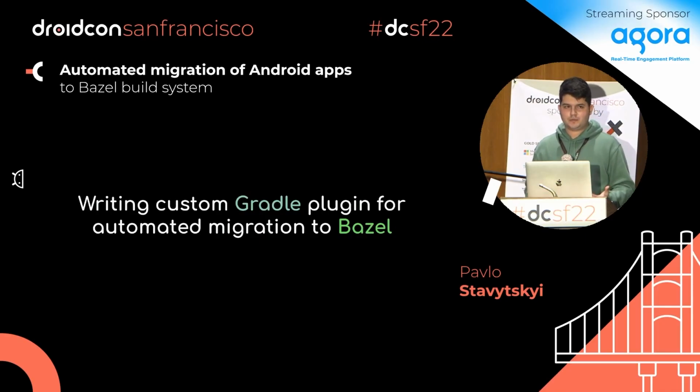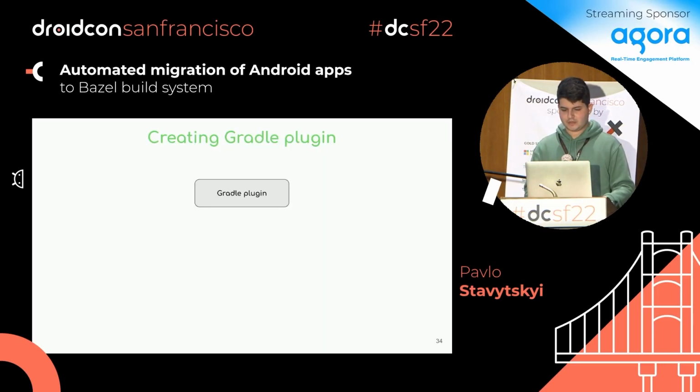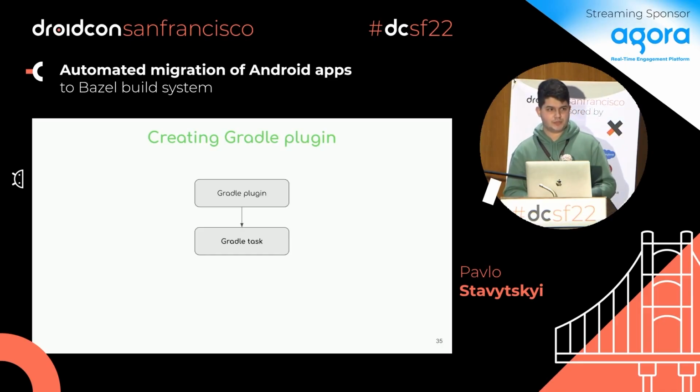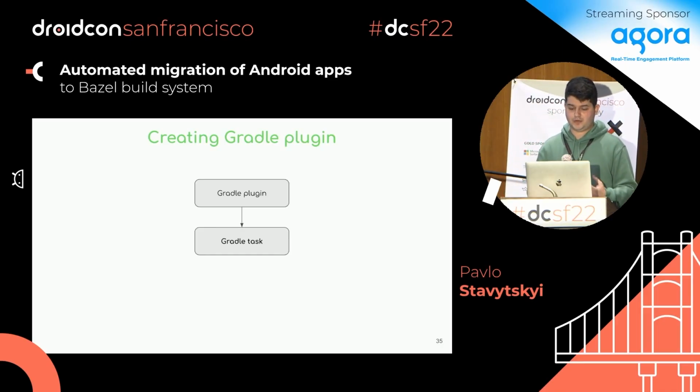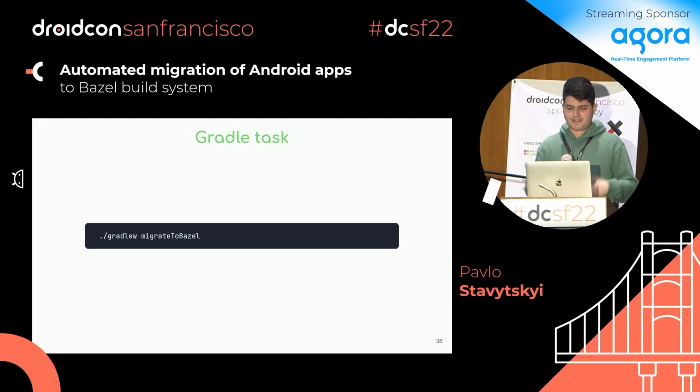And to do this, we just need to transform the Gradle configuration of our project and replicate it with Bazel. And the easiest way to do it is to write a custom Gradle plugin. So what do we need to create? First, we'll create a Gradle plugin, and this will be represented with a simple Kotlin class. Then for this Gradle plugin, we'll create a separate task, which will have all the functionality for the migration. And basically, this task will allow us to run this command, for example, in terminal, gradle migrateToBazel.